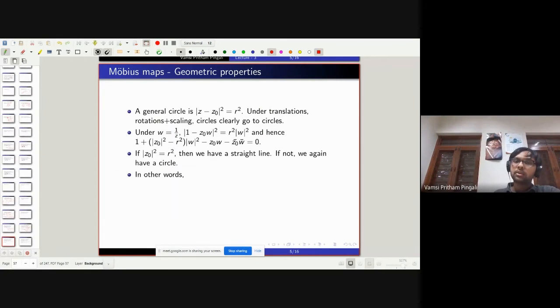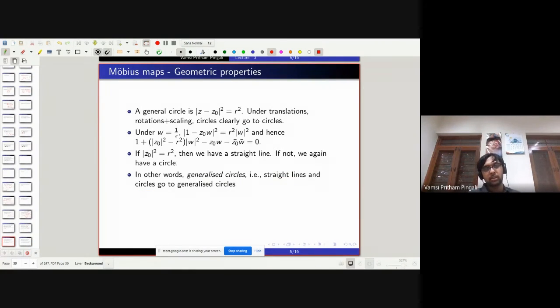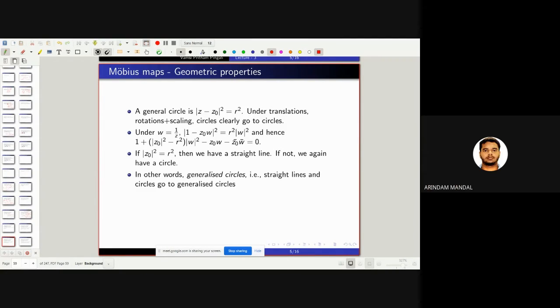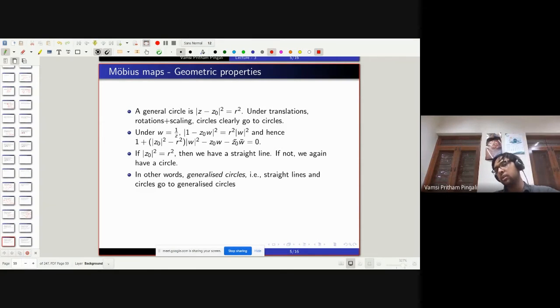In other words, generalized circles, namely straight lines and circles, go to generalized circles. In what sense? Why am I calling a straight line a generalized circle? In what sense is a straight line a circle? The radius is infinity, basically. So generalized circles, namely straight lines and circles, go to generalized circles, namely straight lines and circles, under Mobius maps.